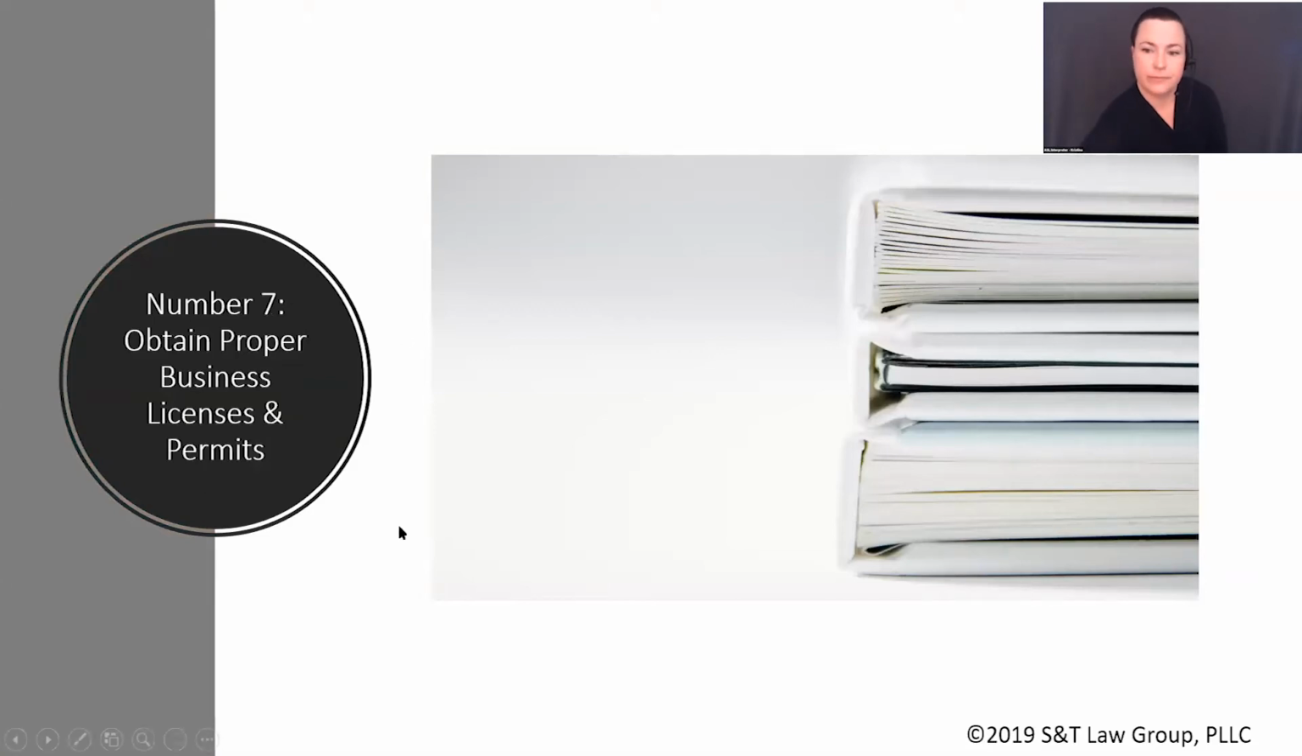Number 7, obtain proper business licenses and permits. Each type of field has its own requirements of what licenses and permits you need. It does vary too if you're working from home. And again, that's something that you can research pretty quickly on your own if you go to your state's website. So in Virginia, there's something called the Business Professional Licensing Tax. That's a separate tax that you have to pay if you're operating a business in Virginia.